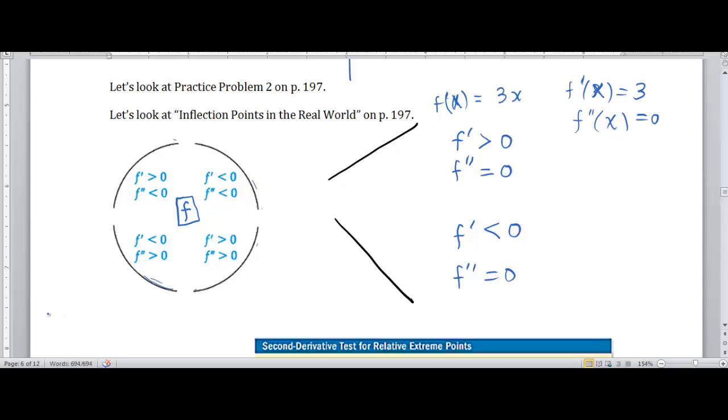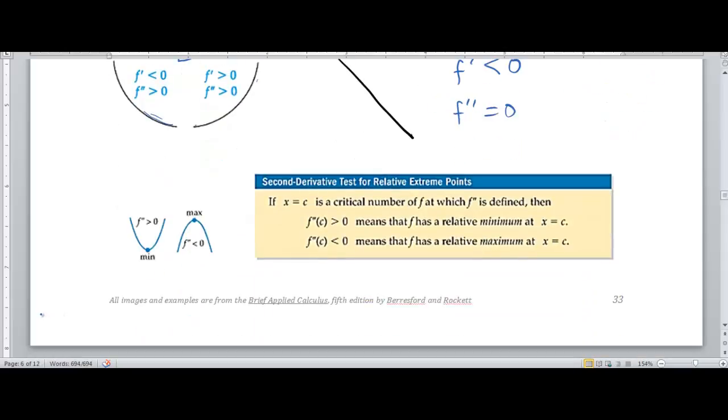Okay? Now there's something called the second derivative test for relative extreme points. We say x equals c is a critical number at which the second derivative is defined. What you do is take your critical number and plug it into the second derivative. If you get a positive number, that means your graph is concave up, and that means you have a min. If your second derivative is negative, that means it's concave down, so you have a max.